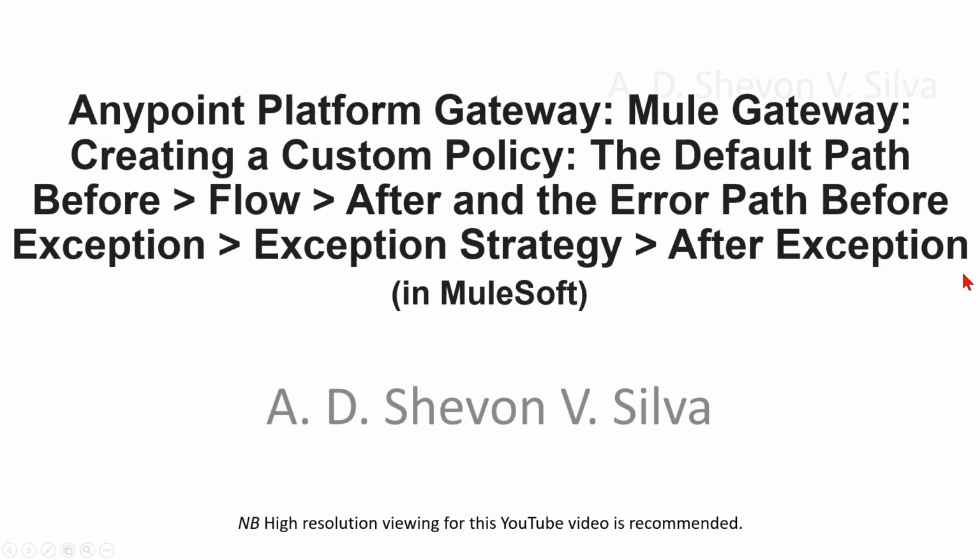Anypoint Platform gateway, Mule gateway, creating a custom policy. The default path: before, then flow, then after. And the error path: before exception, then exception strategy, then after exception.